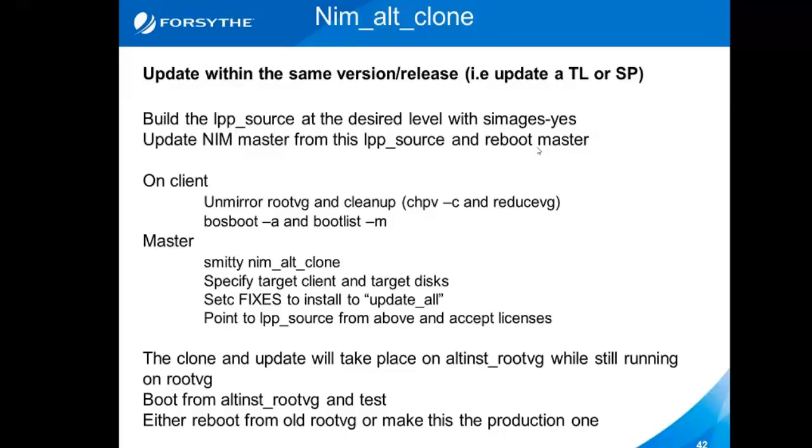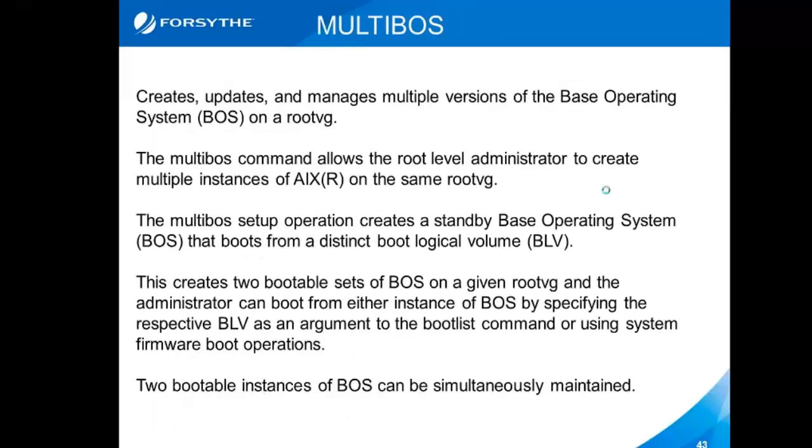At the end, it is going to reset your boot list, so if you were to reboot then, you would actually be booting from the new drive. So you either change the boot list back so that if a reboot happens between now and when you plan to do the boot, you actually boot from the right one, or you set up to do the boot immediately. As I said, multibos allows me to have multiple versions of the base operating system on root VG.